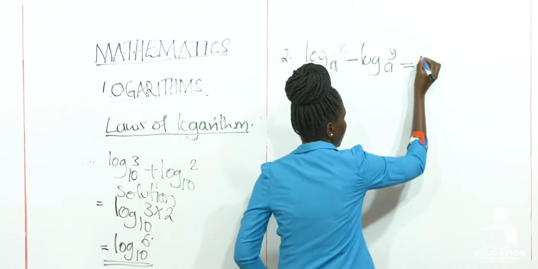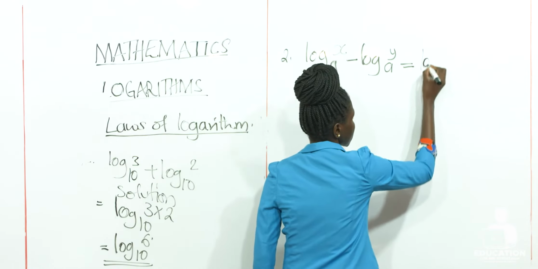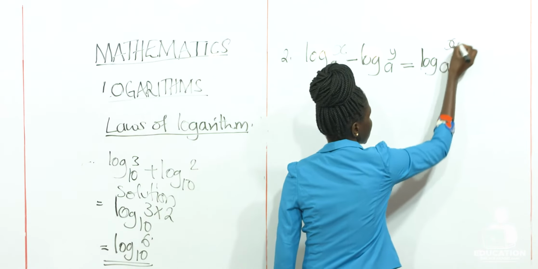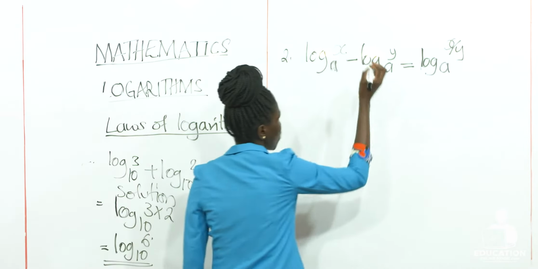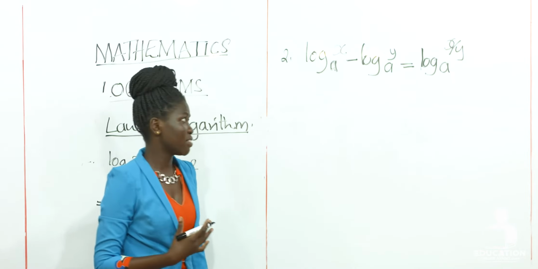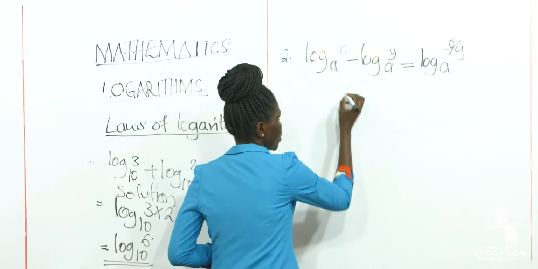So in this case, we are going to have log A of x over y. This applies only when subtracting numbers of the same base. So we are also going to have examples.